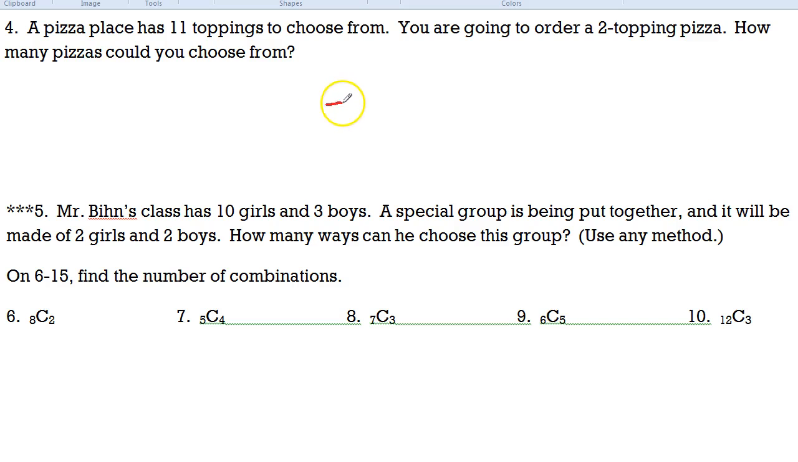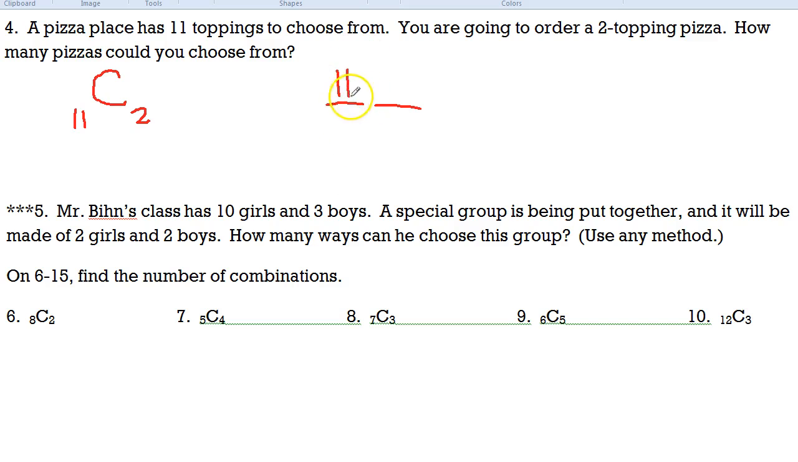Well, same setup as before. There are 2 blanks because you're going to choose 2 toppings. So this is an 11C2. Order doesn't matter. Remember, I don't care if they put the mushroom on before the green pepper or the mushroom on after the green pepper. It makes no difference to me.